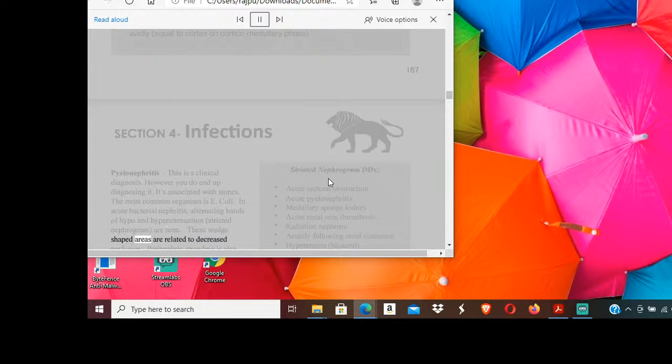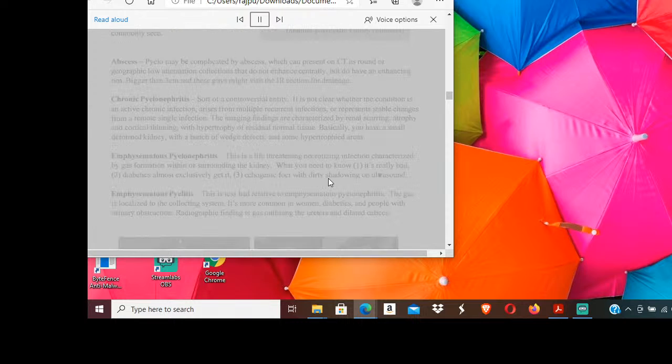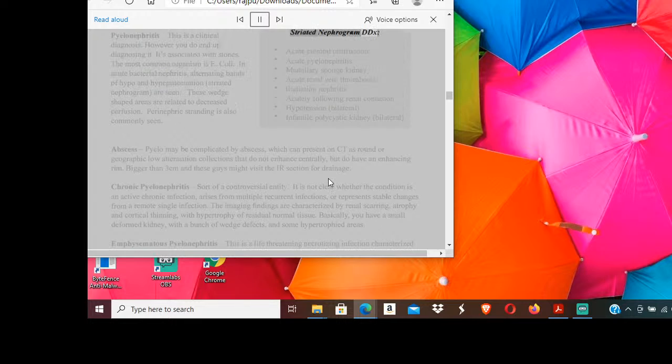These wedge-shaped areas are related to decreased perfusion. Perinephric stranding is also commonly seen. Striated nephrogram DDx: acute ureteral obstruction, acute pyelonephritis, medullary sponge kidney, acute renal vein thrombosis, radiation nephritis, acutely following renal contusion, hypotension, bilateral, infantile polycystic kidney, bilateral.